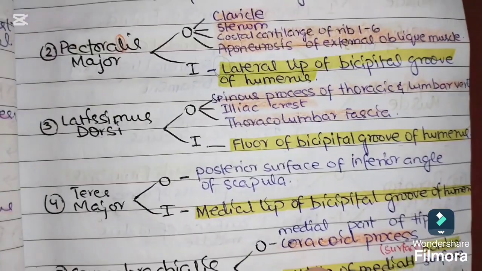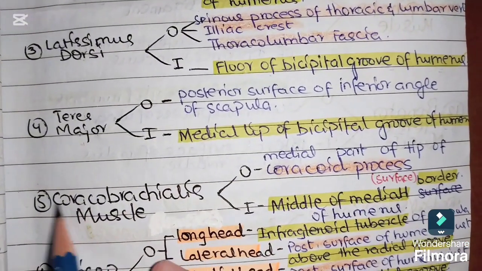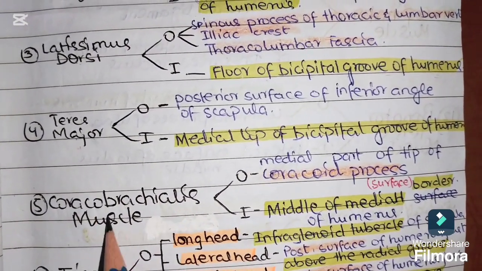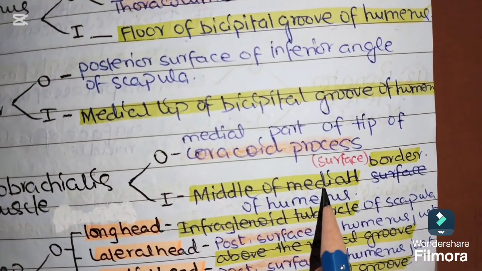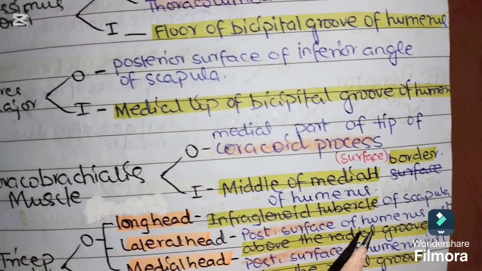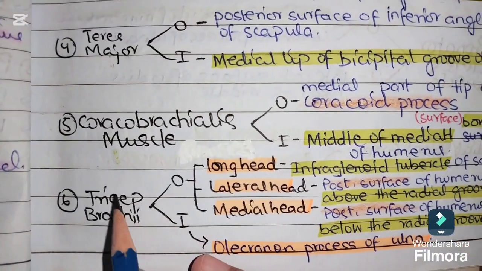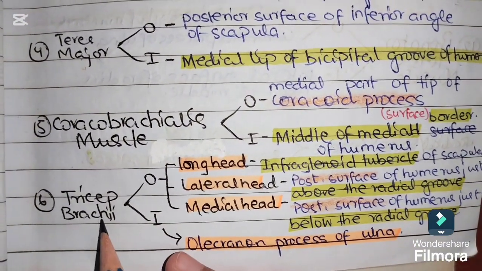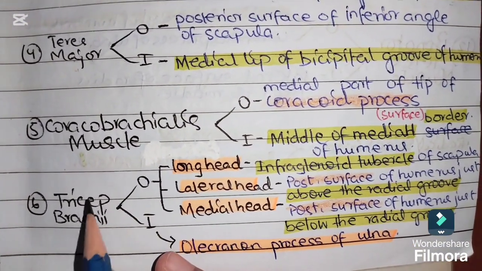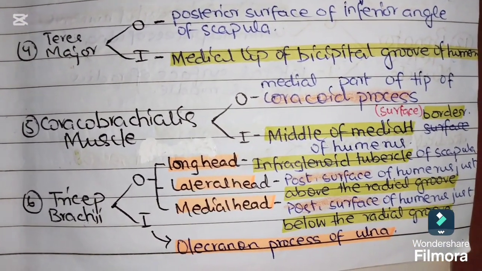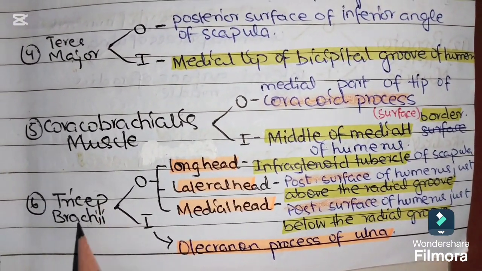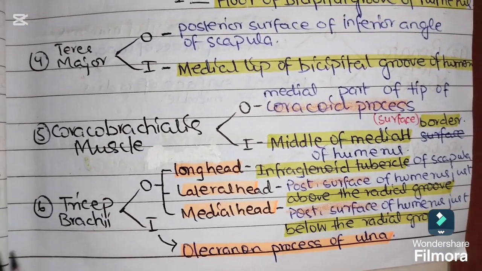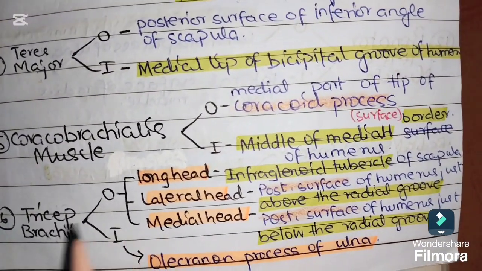Moving on to the 5th muscle, coracobrachialis muscle, which inserts in the middle of the medial border of humerus. Then we have the triceps brachii, which is the muscle present in the posterior region of the arm.